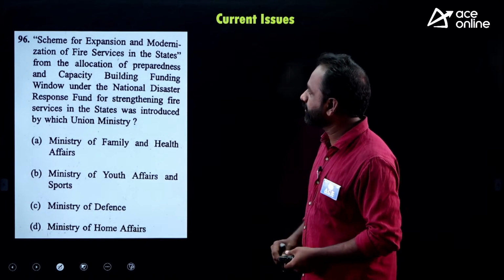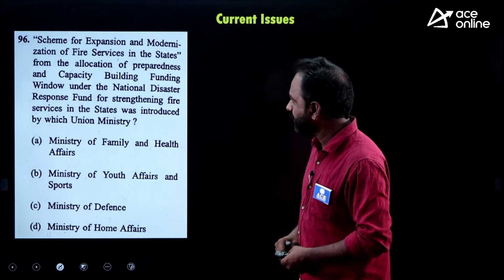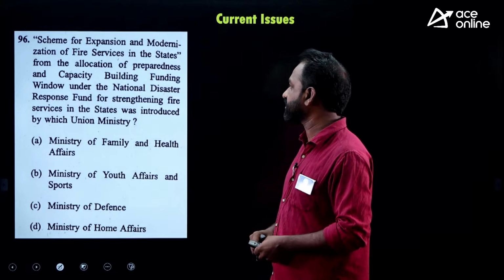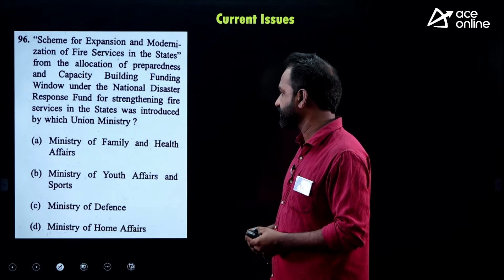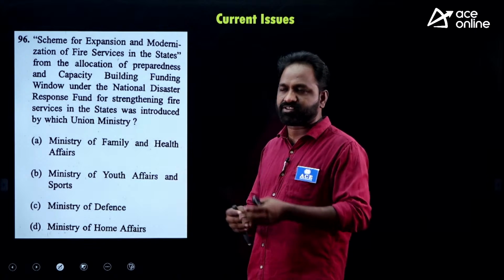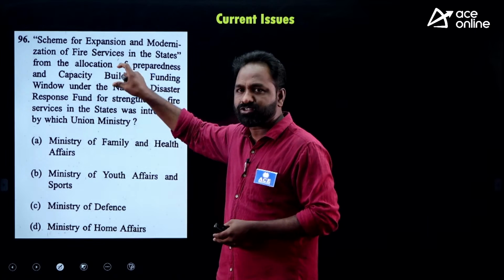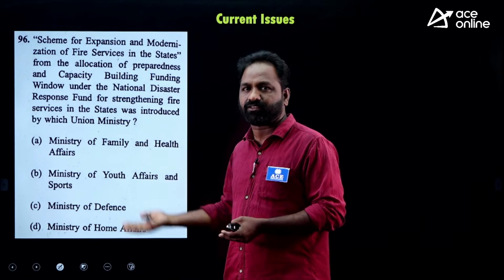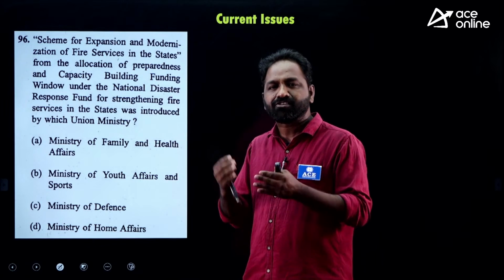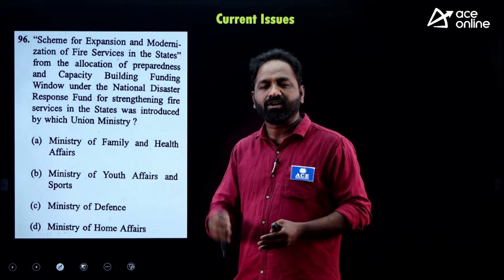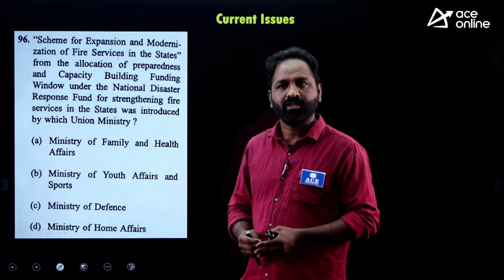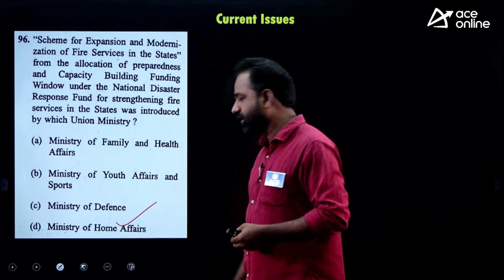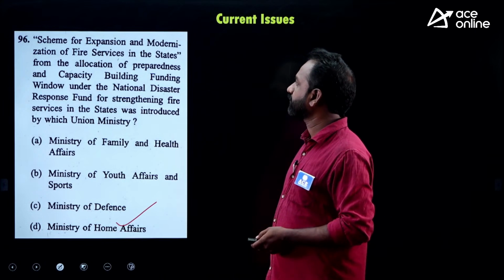Scheme for expansion and modernization of fire services in the state from the allocation of preparedness and capacity building funding window under the National Disaster Response Fund for strengthening fire services. So in order to strengthen the fire services, recently this scheme was launched. This scheme is part of the National Disaster Management Authority. Anyone knows that the National Disaster Management Authority works under the Ministry of Home Affairs. So by using some kind of that idea, you can clearly give the answer: Home Affairs.